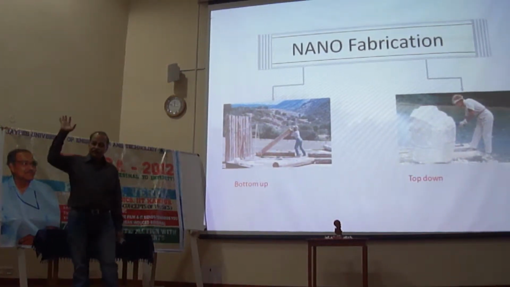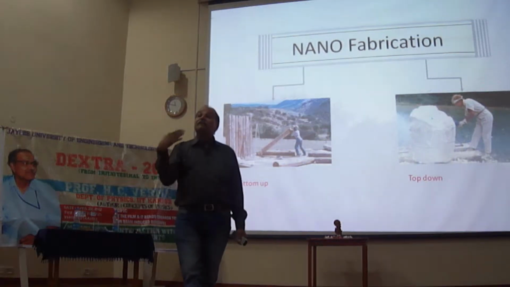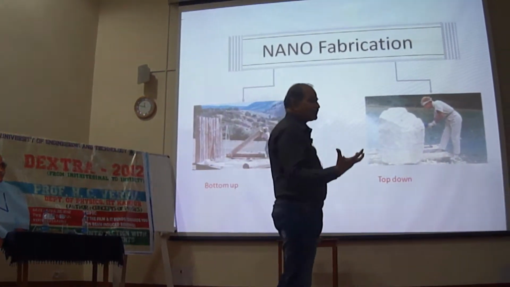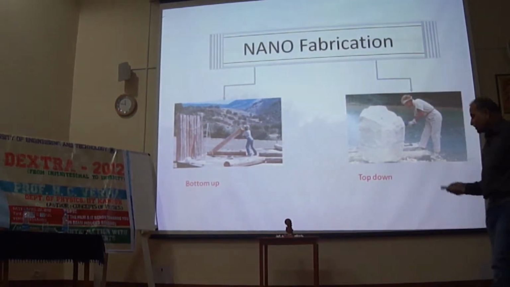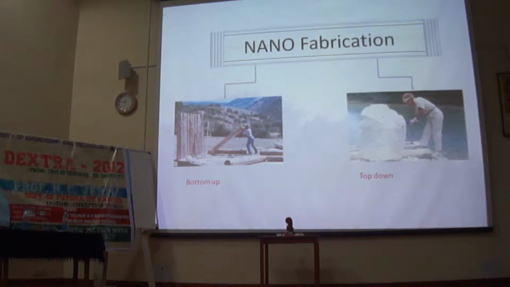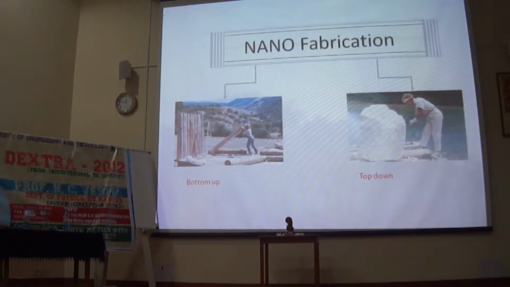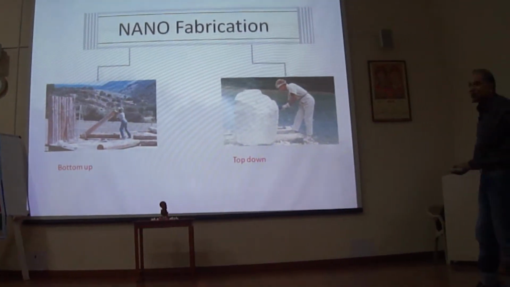So that is the technology, and then within technology comes fabrication. Right? Fabrication of things, making of some designs. So these are the two approaches. One is called bottom up. So you have to build up and go high. From the raw material you are building up some structure.